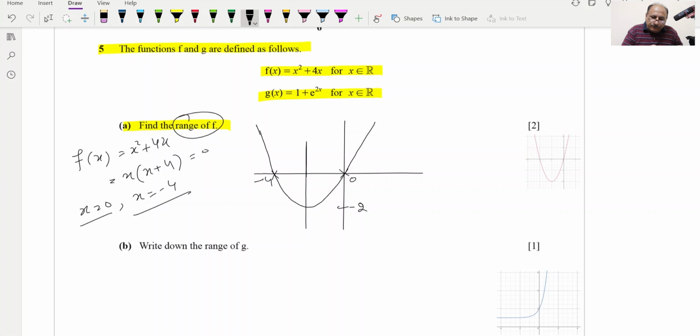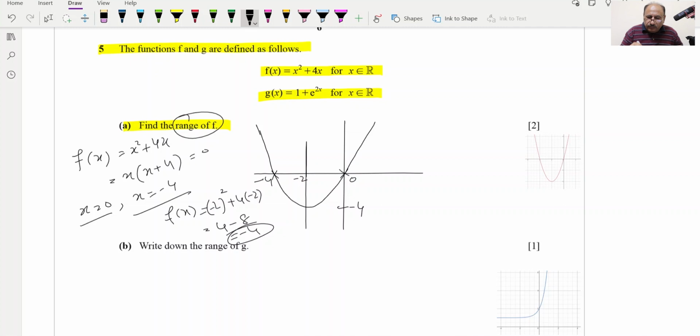So we'll have to check x equal to minus 2. If we replace x with minus 2 in this, f of x will be equal to minus 2 squared plus 4 into minus 2, so this will be 4 and minus 8, so this will be equal to minus 4.